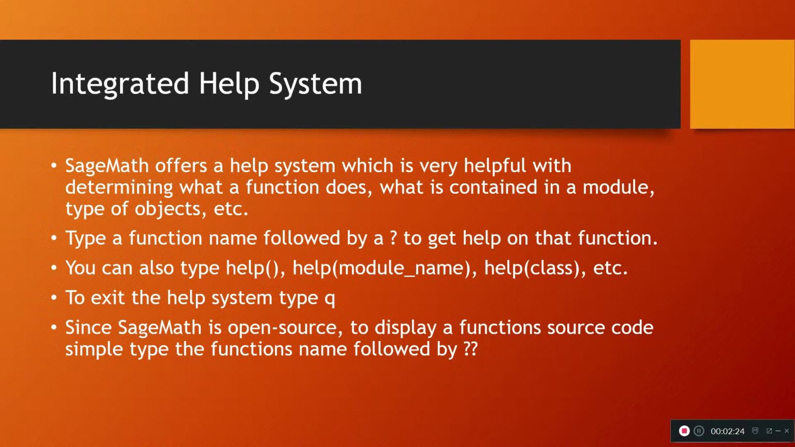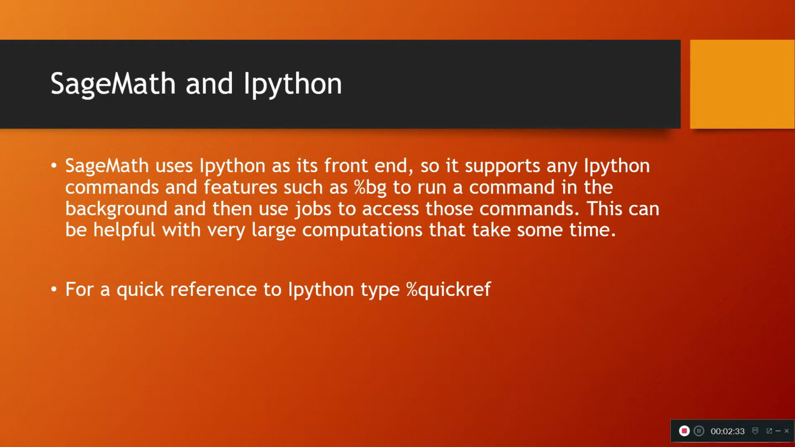And then since SageMath is open source, you can also display the source code for functions, which is actually kind of cool, if you just type in two question marks. And then, like I said before, SageMath uses IPython as its front end, so it supports any IPython or Python commands, and features such as the %bg command for running in background, and then uses jobs to access those commands. This can be very helpful if you have extremely large computations that take some time.